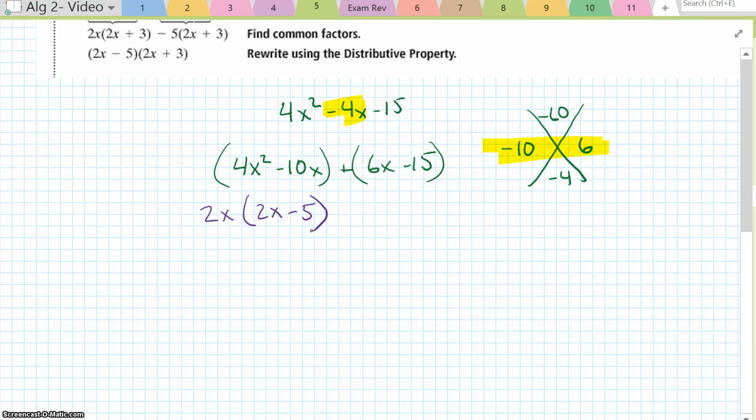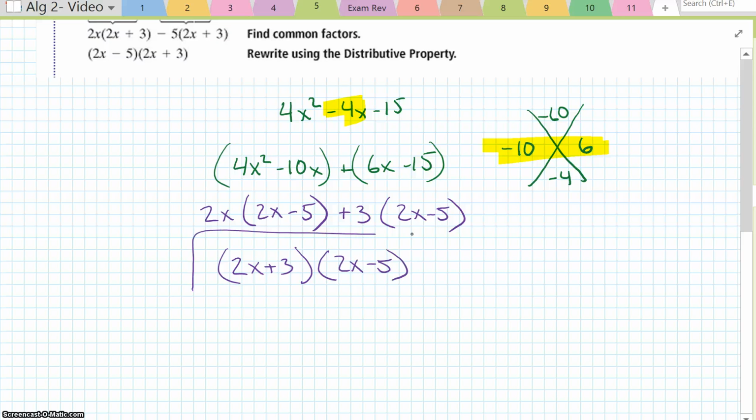Well, what can I factor out of the second one? Well, it looks like I can factor out a 3. So I'm going to get 2x minus 5. Since the groupings are the same, I can say 2x plus 3 times 2x minus 5. Nothing changed for us.